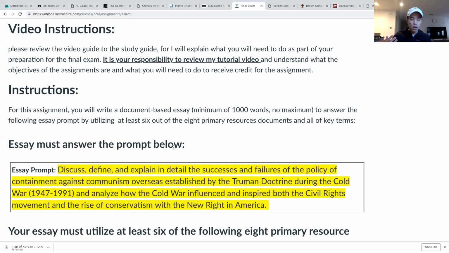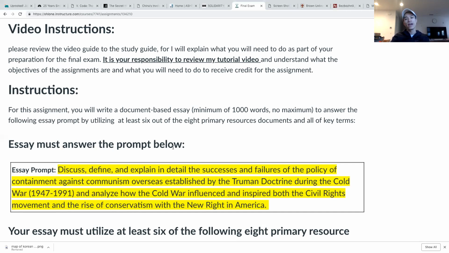So your first task is to explain the successes and the failures of the implementation of the Truman Doctrine overseas, right? You're going to try to figure out America's effort to contain communism overseas, whether it was successful or not, through various examples, if you will. So that's what you're looking at in the first half of the essay prompt, okay?